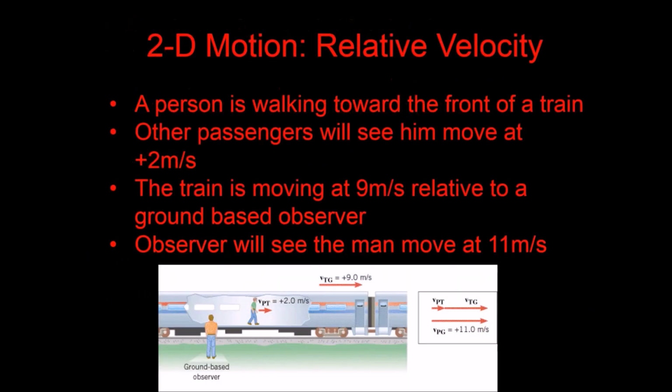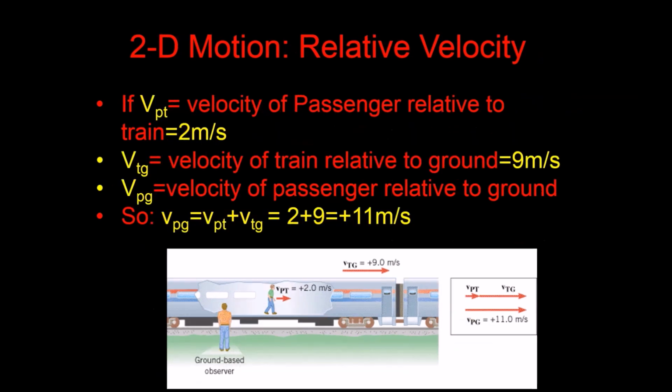A more normal but less animated version of this problem is usually presented in this fashion. Here we have a person walking towards the front of a train. Passengers will see him moving at 2 meters per second. That's people on the train see him move at 2 meters per second. Their relative frame is that of the train. The train is moving at 9 meters per second relative to this man over here that's so very well dressed. The observer, this man in the orange shirt, will see the man moving at 9 plus 2, which will give us 11 meters per second in total.